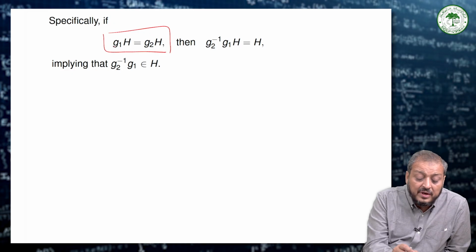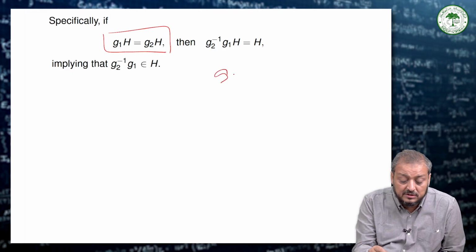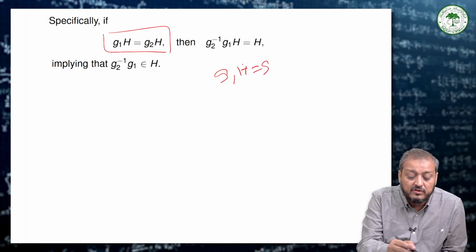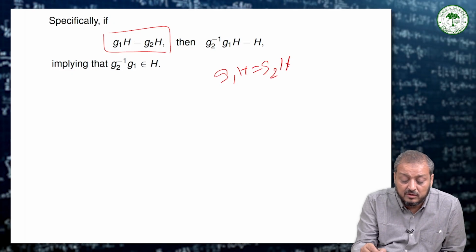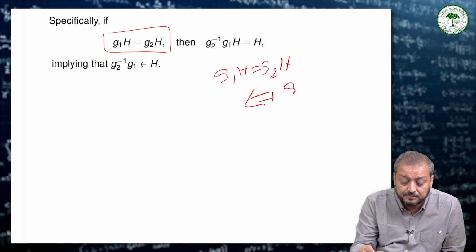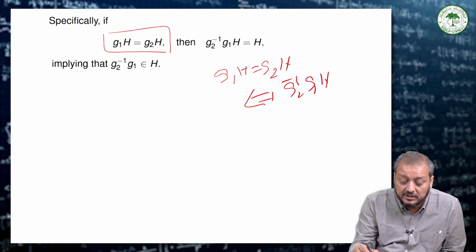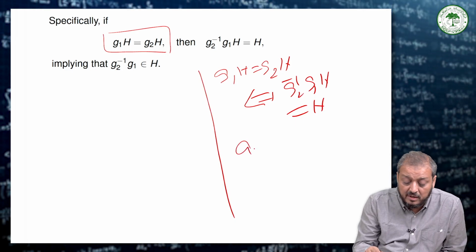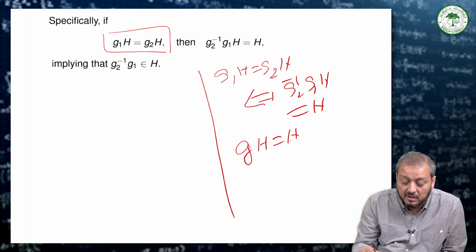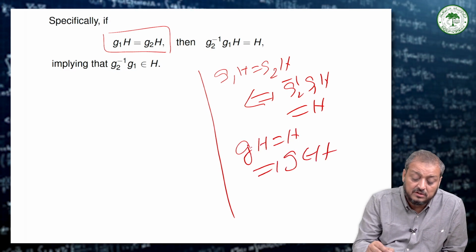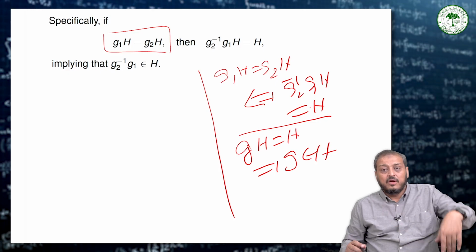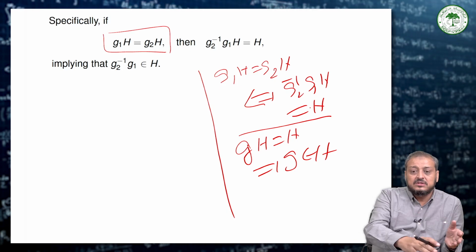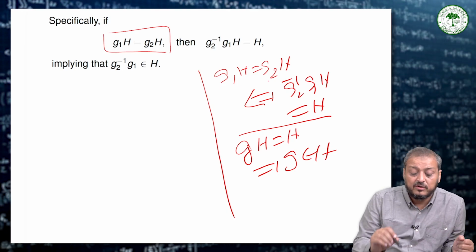Now by the result, if you remember, I just proved this for a right coset. Now we use the left coset. This is an if and only if condition: g2 inverse g1H is equal to H. And if you remember, if gH is equal to H, then this implies that g is an element of H also. This is the theorem. We proved that there are four parts, A, B, C, D, and we need these two parts.